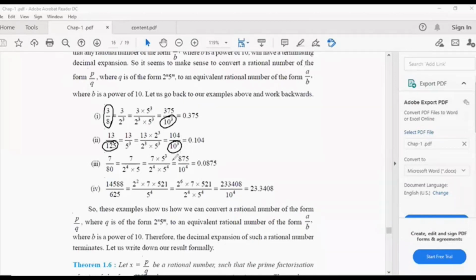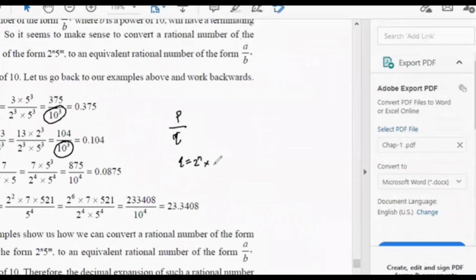Okay, so we can say if p by q, where q in prime factorization is of the form 2 raised to n into 5 raised to m, then we can convert this given rational number p by q to the form a by b, where b is a power of 10. B is 10 raised to something. Then we can simply find out the decimal form.